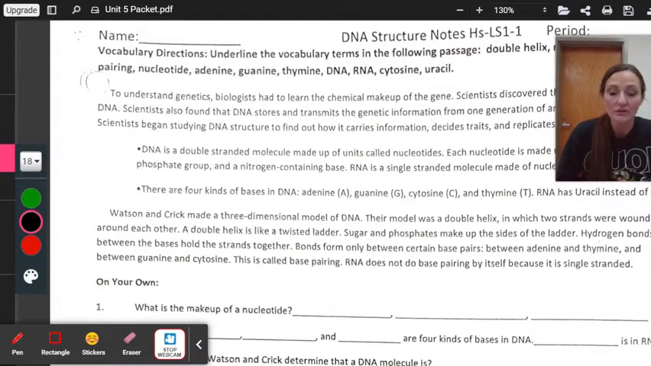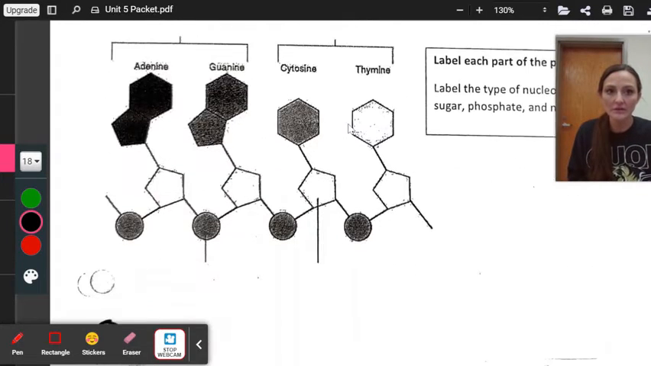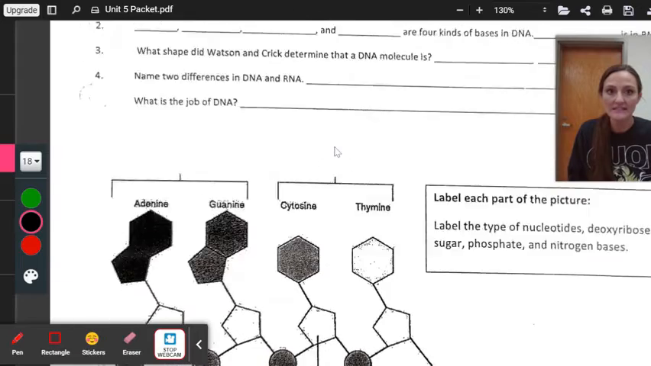So today we are going to talk about the structure of RNA and what it has in common with DNA and what is unique to RNA that's different from DNA. And I'm hoping to keep just the structure of RNA video pretty short. So let's jump in. I'm starting out in our unit packet on page 17.